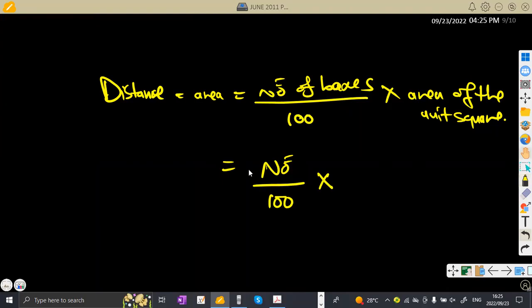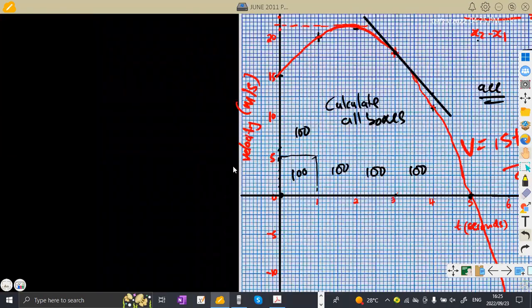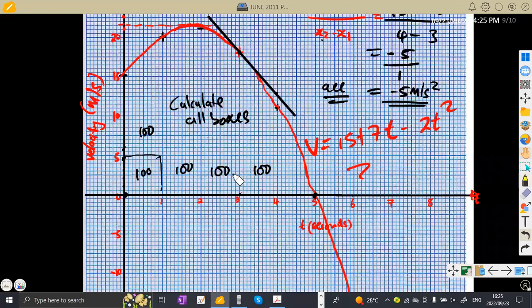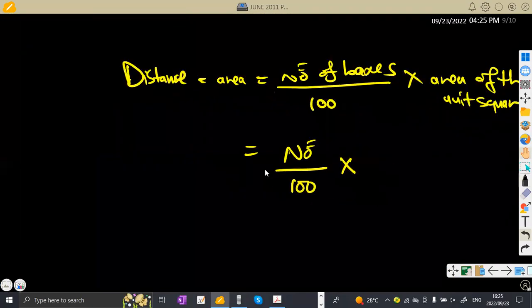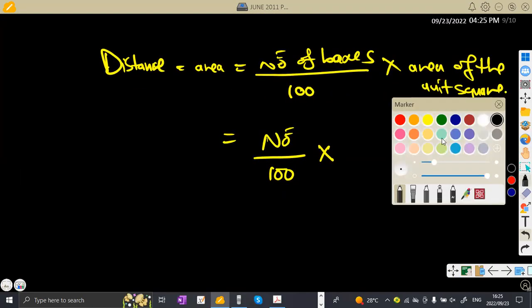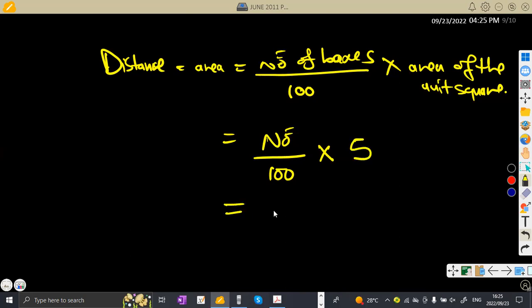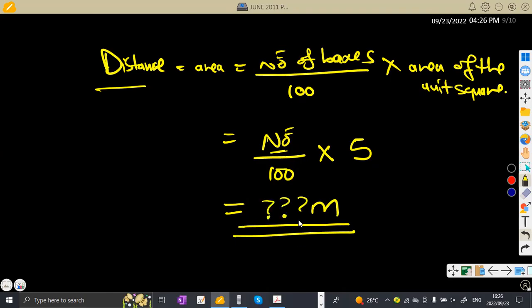So let's get back to our graph and see what is the area of the unit square. The area of the unit square is this first box that you see here. According to this first box, it's 1 here and 5 here. So 5 times 1, that is the area of the unit square, which is 5. That is the one that you're going to multiply with here. So whatever you get, you multiply by 5. That will be your answer, guys. So calculate these boxes, divide by 100, and whatever you get is the distance, which is measured in meters. Your answer here has to be in meters.